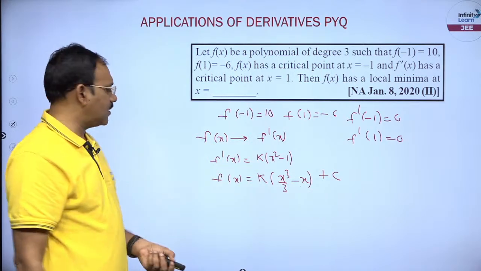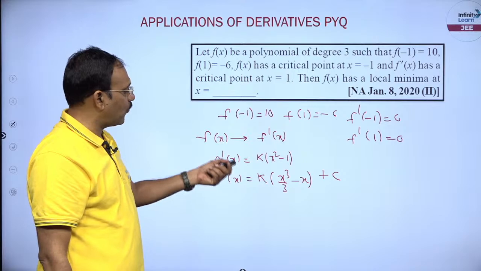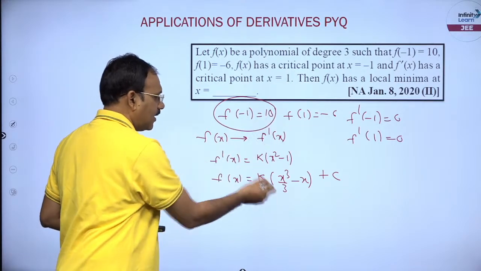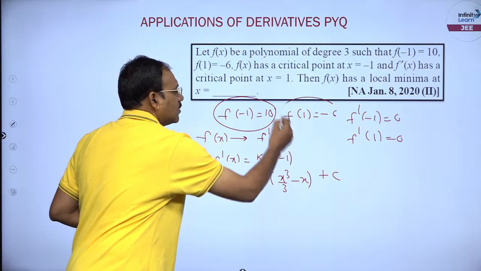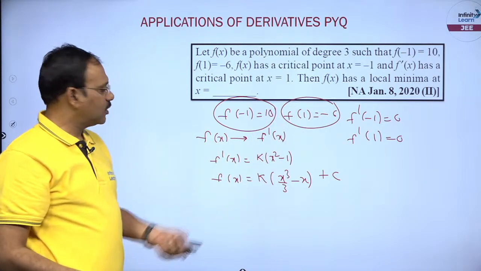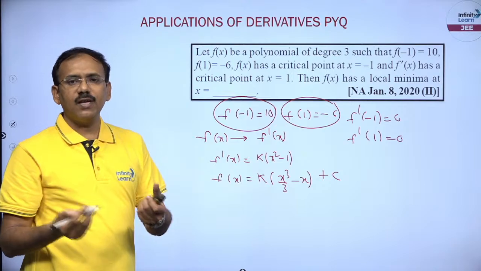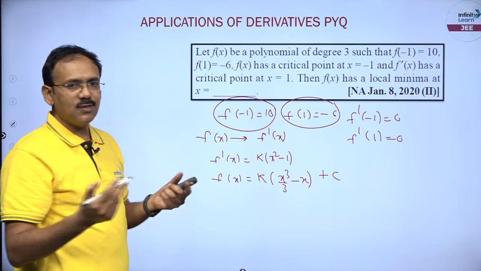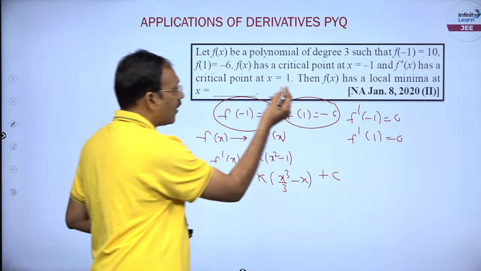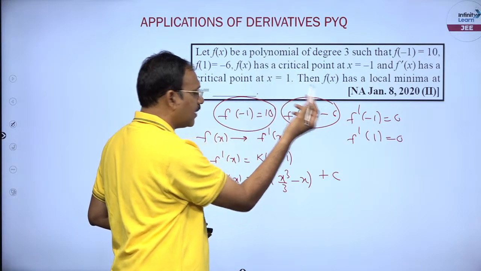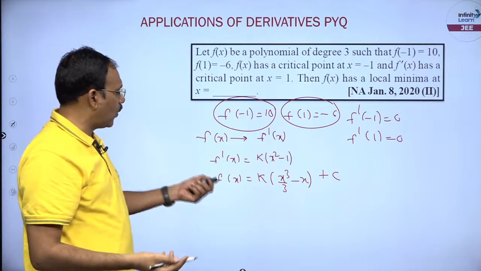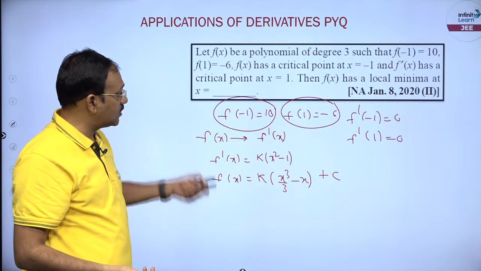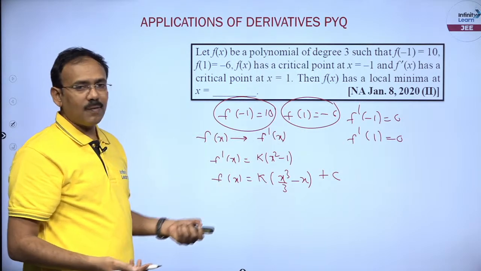Now, it is very easy, you just need to find k and c. For that, f of minus 1 is equal to 10 data is given, f of 1 is equal to minus 6 data is given. So, you just substitute, you will get 2 equations, you will get k value, c value. So, f of x is known completely. Now, f of x has local minimum at, you have a procedure, once you know f of x, local minimum is at that point where its derivative is 0, 1 or minus 1.